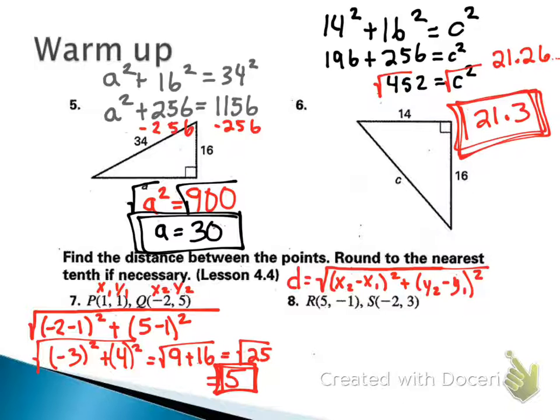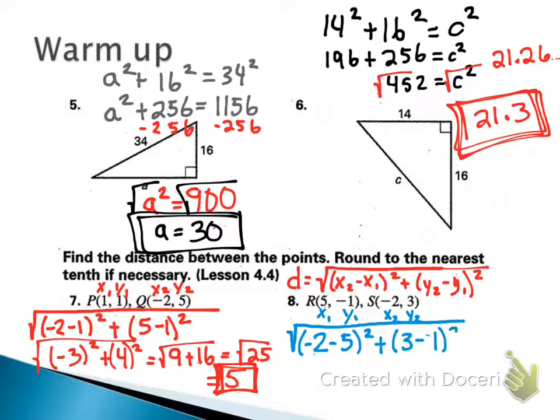All right, number 8, we want to do the same thing. I'll write it below it so you can see it. x1, y1, x2, y2. So what do I want to start with? What's my x2? Negative 2 minus, what's x1? 5. I'm going to square it. Plus, what's y2? Minus, what's y1? Very good. I'm going to square it.